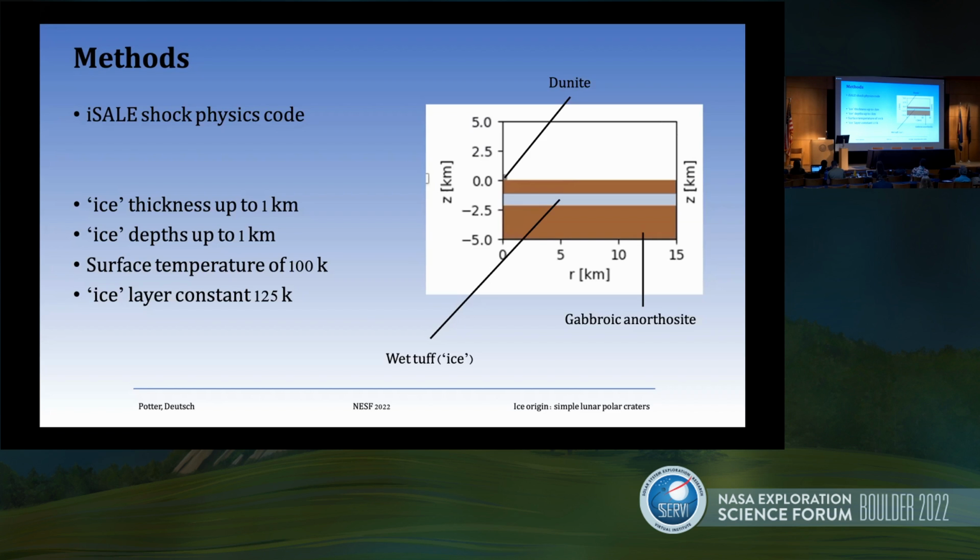This ice layer was placed at various thicknesses and depths within the crust. So it had a thickness of up to 1 kilometer, representing gigaton deposits of ice. And the depth of the ice was varied up to being 1 kilometer beneath the surface.